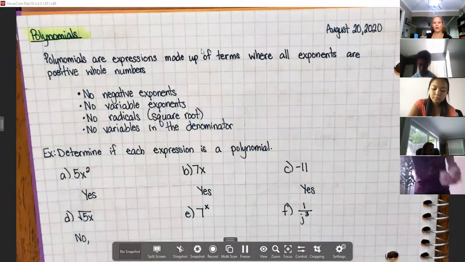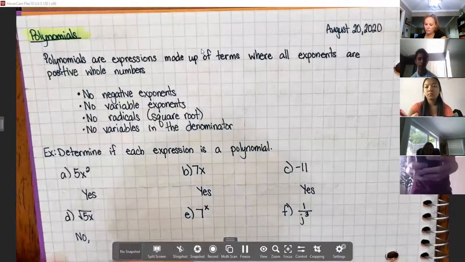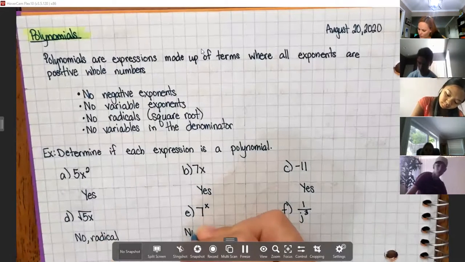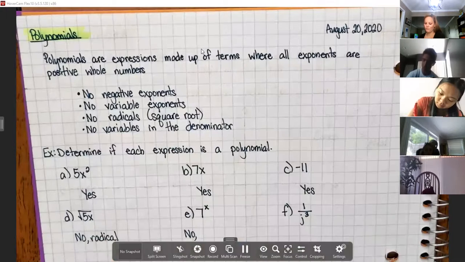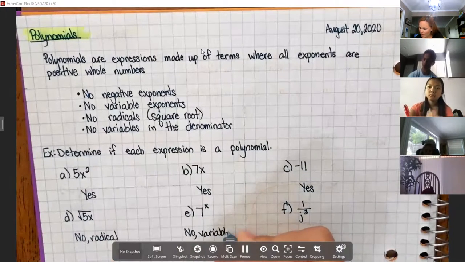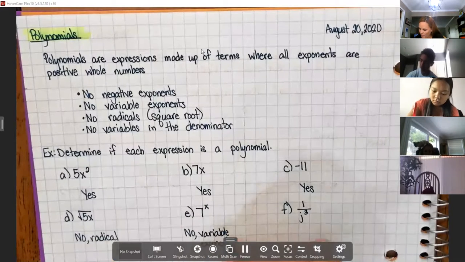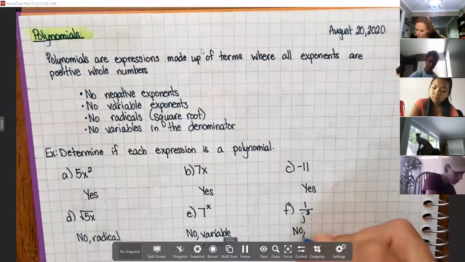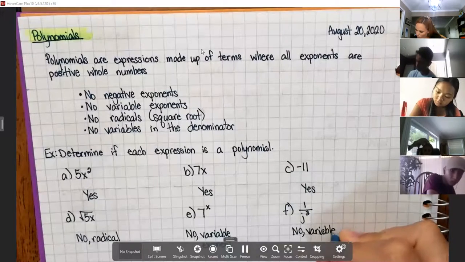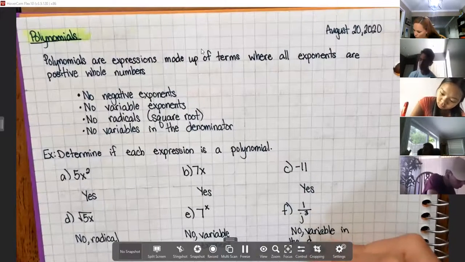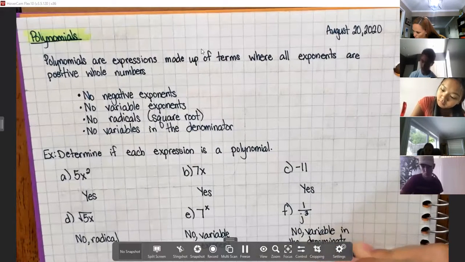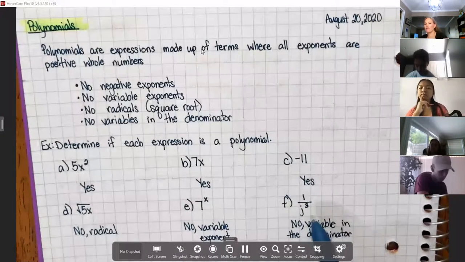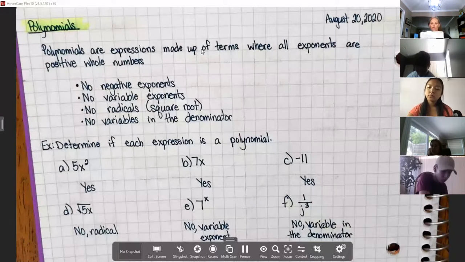D is not. Why not? Someone want to say why not? Is it because there's a radical? Yep, perfect. Because it has a radical in it. E is also no. Why? It has an exponent. So it has a variable exponent. So our exponential equations, those are not going to be polynomials. And then F is also another no. We have a variable in the denominator, which we may or may not remember, that's the same thing as a negative exponent, if we wrote it differently.